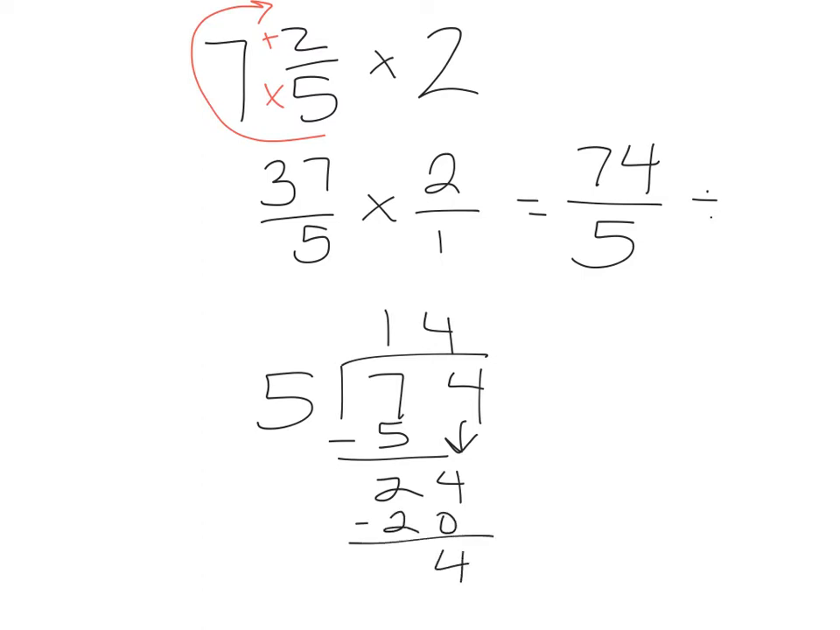Since 5 went into 74 14 whole times, that is our whole number. Our remainder is what's left, the pieces that are left. So that is our numerator, and our denominator stays the same. So 14 4/5 would be our answer.